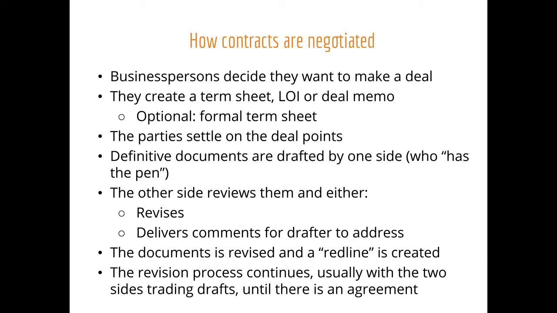Then, once the party that has drafted the first version of the definitive documents is ready, they send the documents over to the other side who reviews them. And the other side will then generally ask for some changes or some revisions or some clarifications. And this is done either by making what we call a red line of a document, or by sending comments back to the original drafter, who then has the task of reflecting them in the documents.